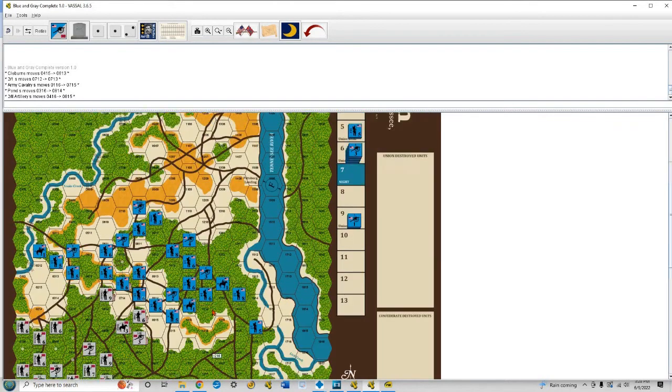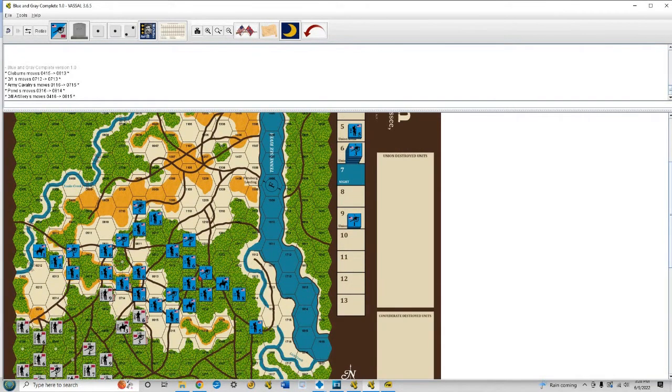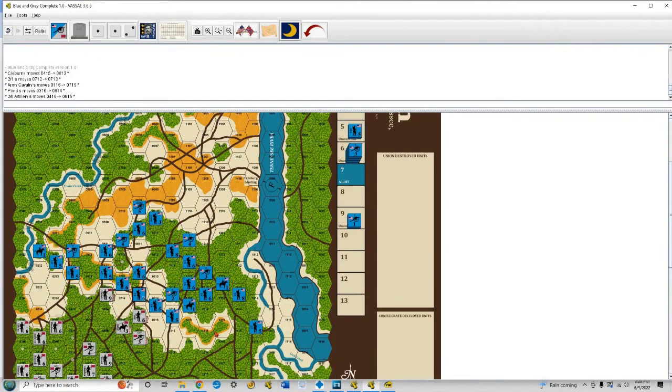You'll notice terrain is a little bit different. Instead of having all the open terrain, we have lots of forest terrain, and then this orange is rough terrain. The brown lines are roads, and then the tan is clear terrain. It doesn't do a great job of representing the real battlefield. I'm not sure what they were thinking.